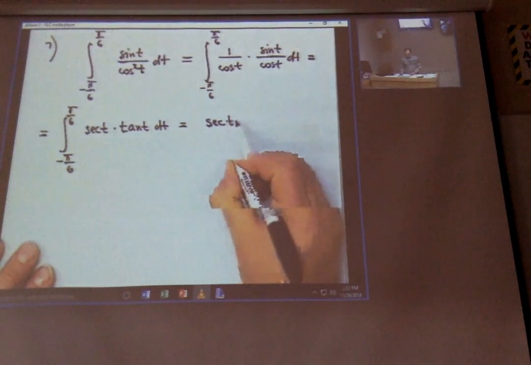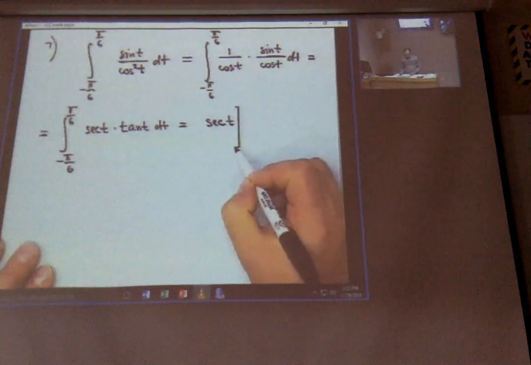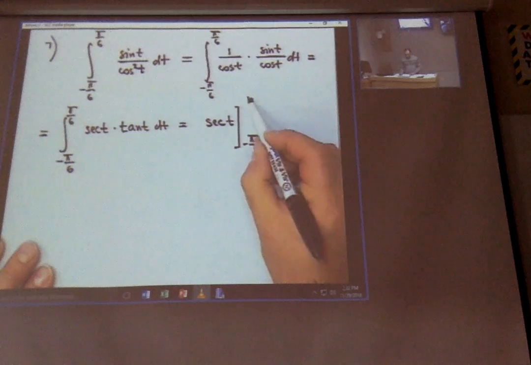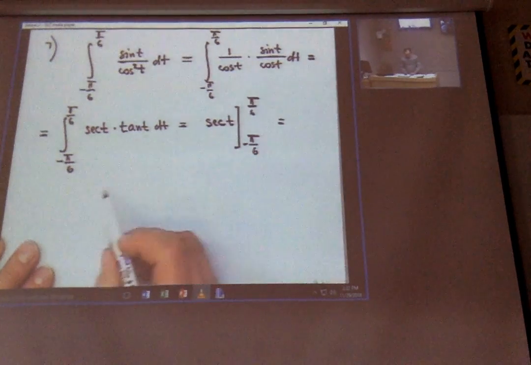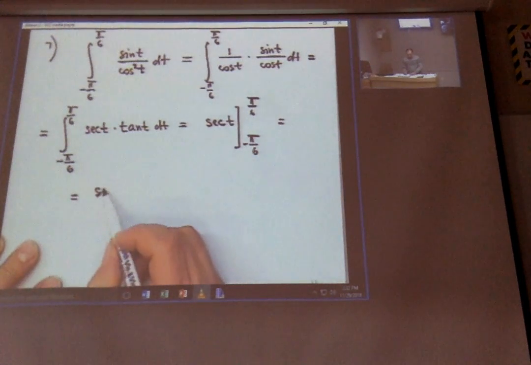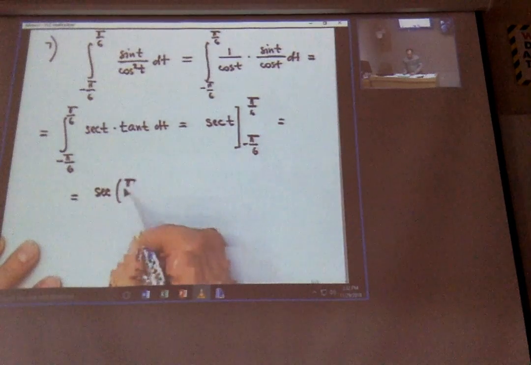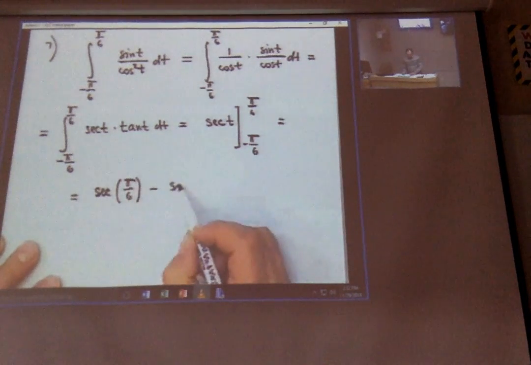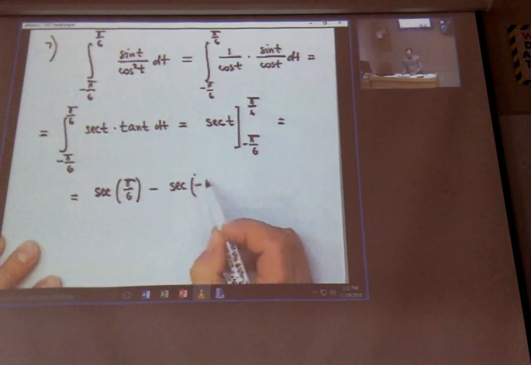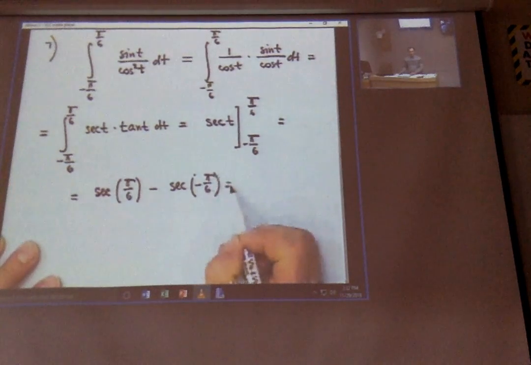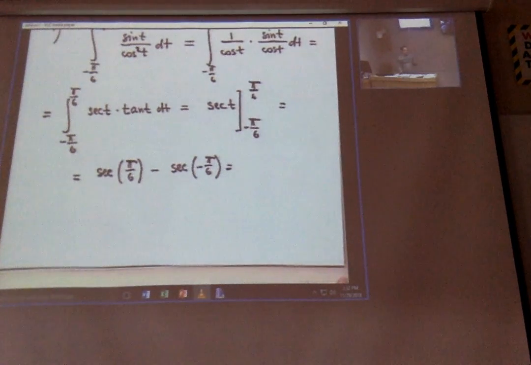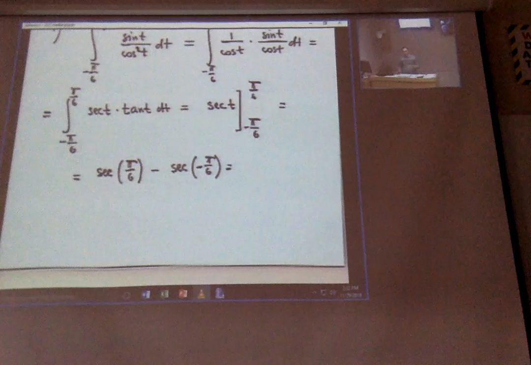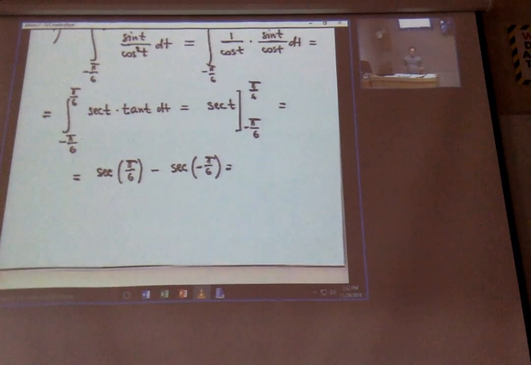And you see, I don't have to worry about the upper and lower limits. When we put this in, we have secant of pi over 6 minus secant of negative pi over 6. And you can use a calculator for this. Again, like I said, I'd like to see the exact answer, so no decimals. But to help yourself, you can put this into a calculator. So what do we get?